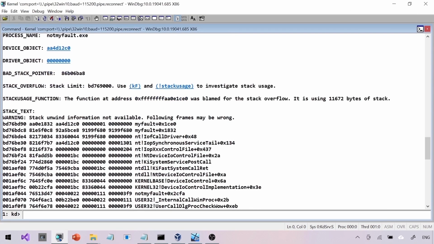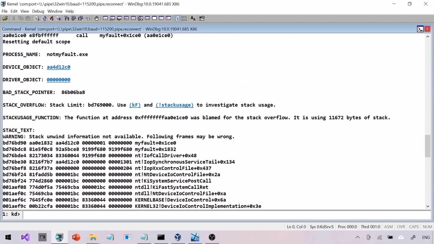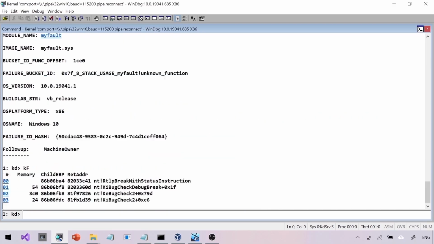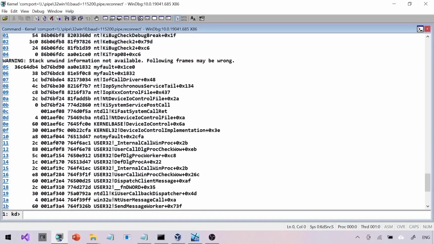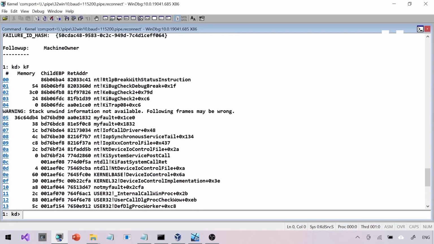Going with the kf command, I'm going to click on the kf to show you the output of the kf command. On the top right here, we can see there is a weird stack usage from one of the frames. That itself is pointing to the problem: 36C64DB4, so that is a pretty high value, and that is from myfault.sys, no surprise. This is the frame which is of interest here.